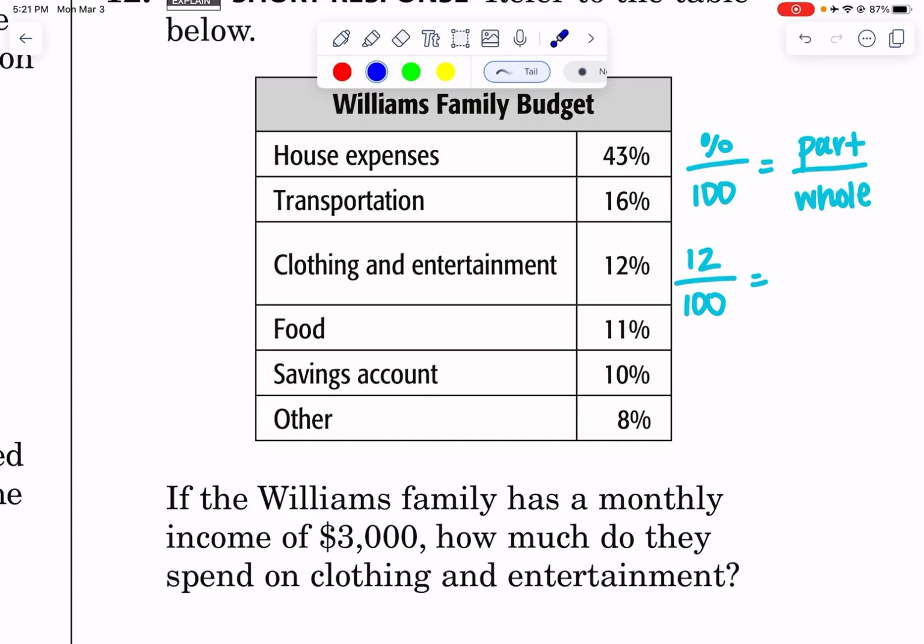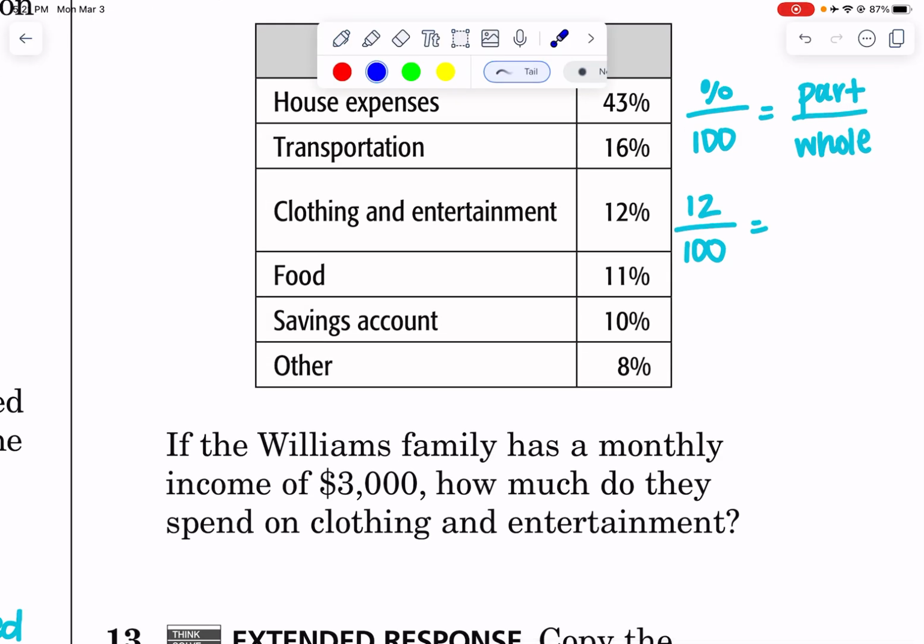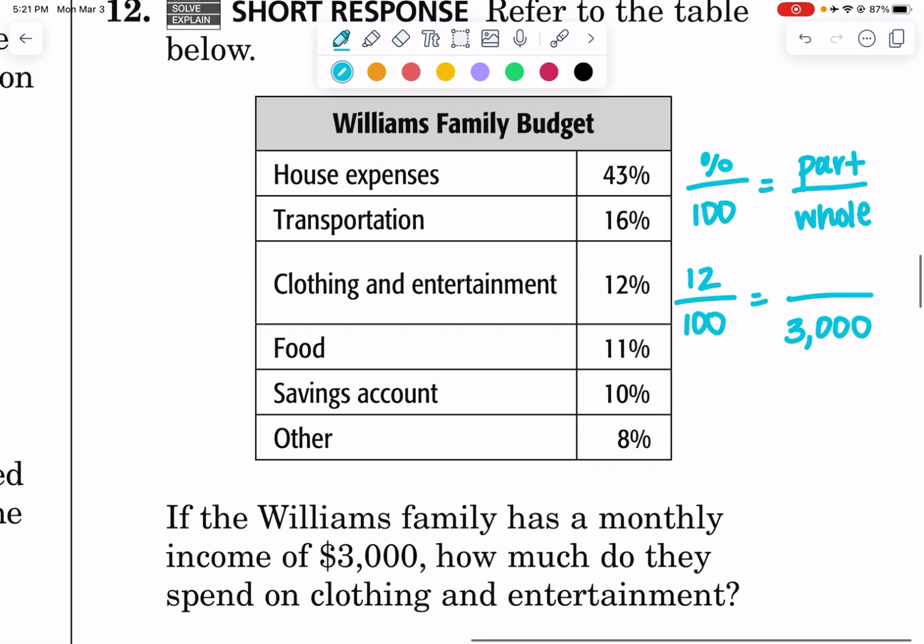And then did they give us a part or a whole? They told us the family has a monthly income of $3,000. That's their whole. That's all the money they get in a month. Okay? So we're looking for how much they spend on clothing and entertainment. It's 12%. Let's draw our arrows towards what we don't know.